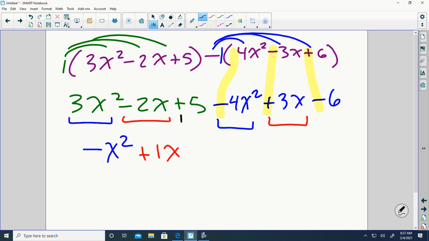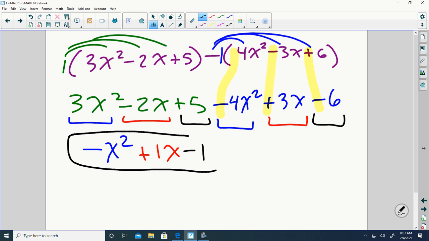And let's just keep the fashion going. 5 subtract 6. Negative 1. Here's my answer. No, you don't have to do it in different colors. But I'm just showing you when you add or subtract, like terms are the same letter and the same exponent. Okay? Am I going at an okay rate? Everyone still feeling okay?